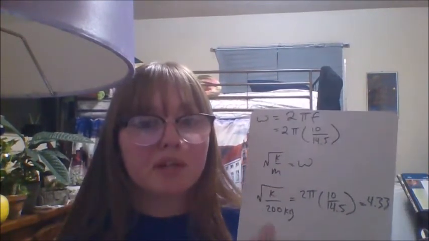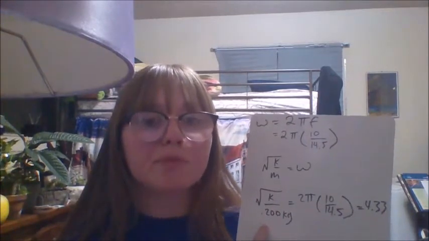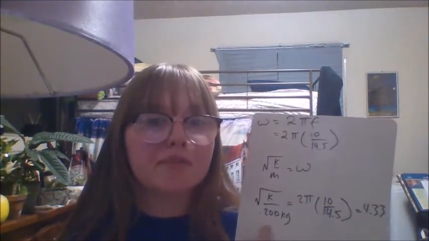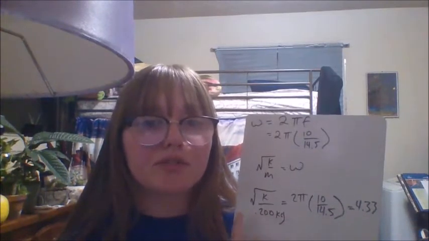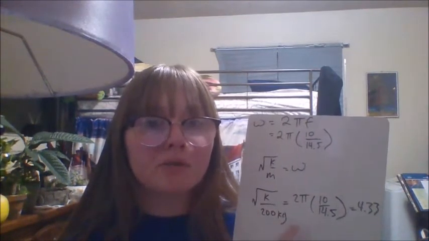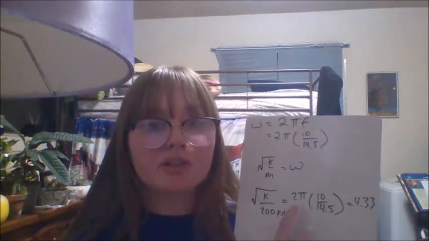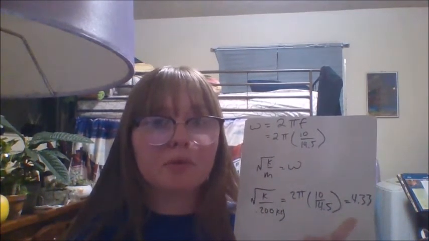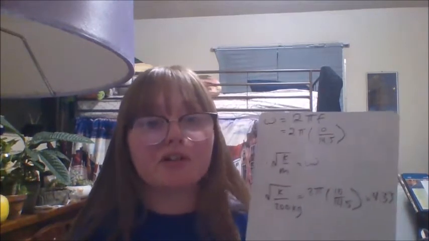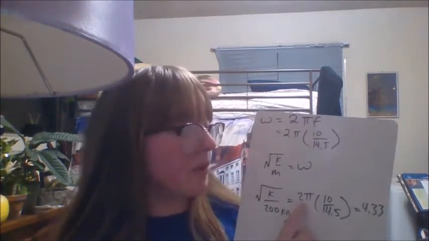So in the problem we were given m equals 200 grams. We're going to want to make sure that we convert the grams to kilograms. So you have the square root of k over 0.2 is equal to 2 pi times 10 divided by 14.5, which this value here is also equal to 4.33 radians. Make sure your calculator is in radians mode since we have 2 pi here.